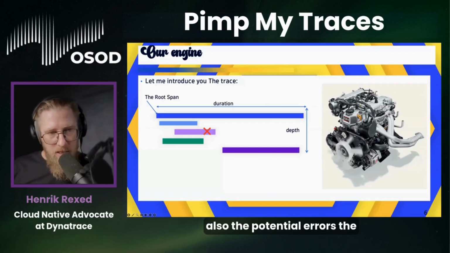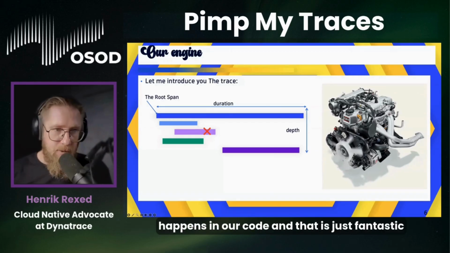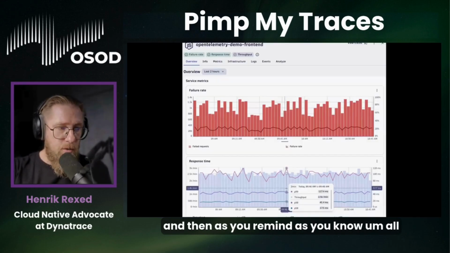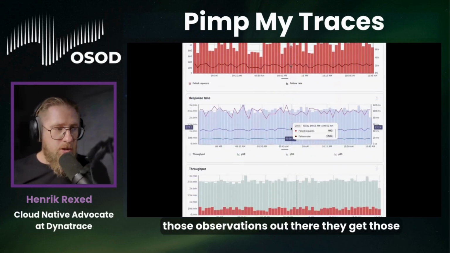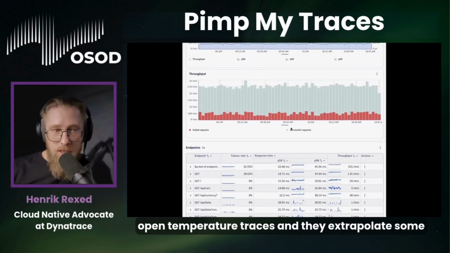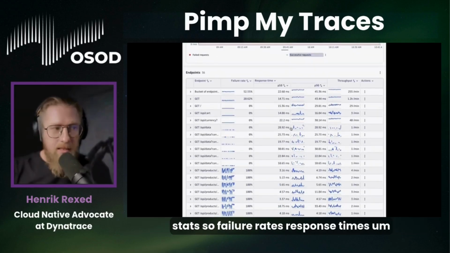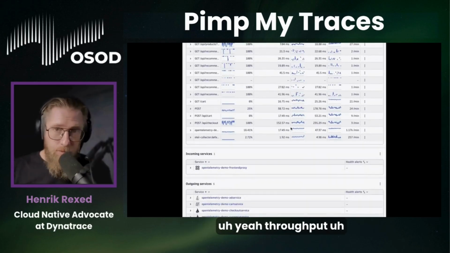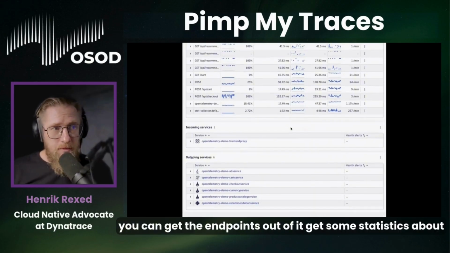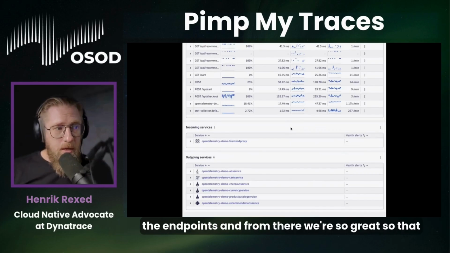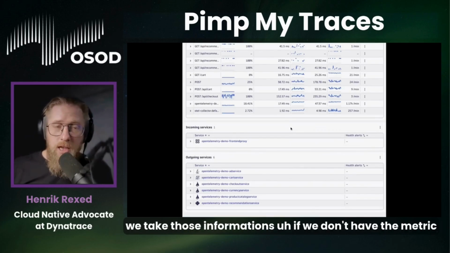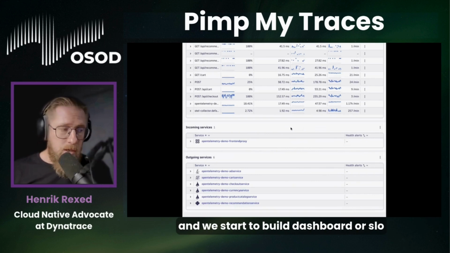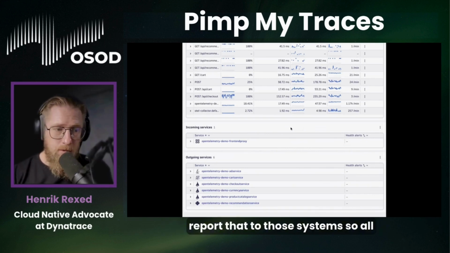So we can also track the potential errors, the exceptions that happen in our code, and that is just fantastic. And as you know, all those observability solutions out there get those OpenTelemetry traces and extrapolate some stats: failure rates, response times, throughput. You can get the endpoints out of it, and get some statistics about the endpoints. From there, we take that information, if we don't have the metric, and start to build dashboards or SLOs and everything, and report that to those systems.